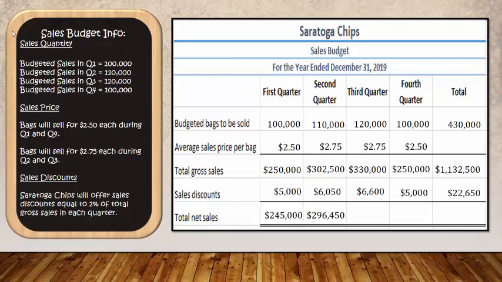In the third quarter, we take $330,000 in total gross sales. We subtract out our sales discount of $6,600, which means we're going to have total net sales of $323,400. And during the fourth quarter, we're going to have total net sales of $245,000. All in all, if we add up all the numbers in our total net sales row, we come up with total net sales for the 2019 period of $1,109,850.